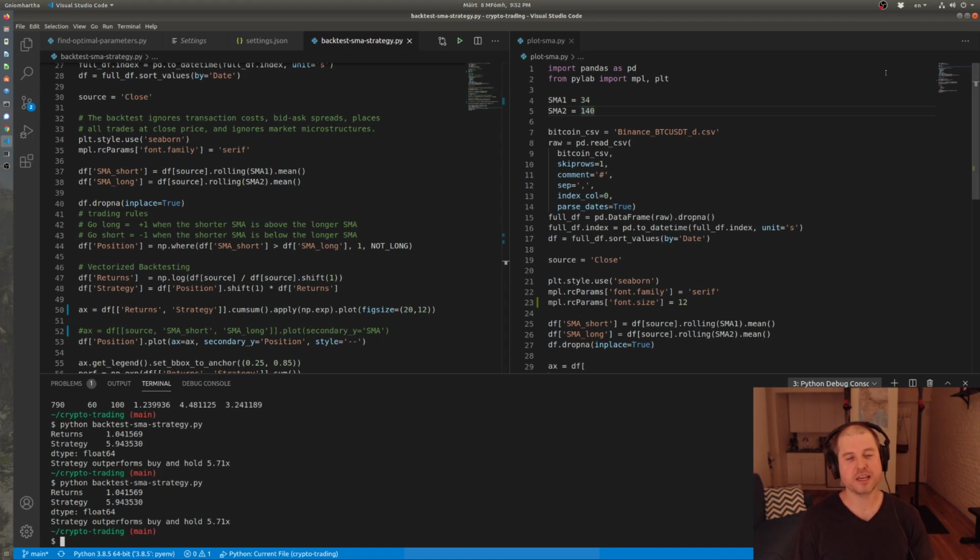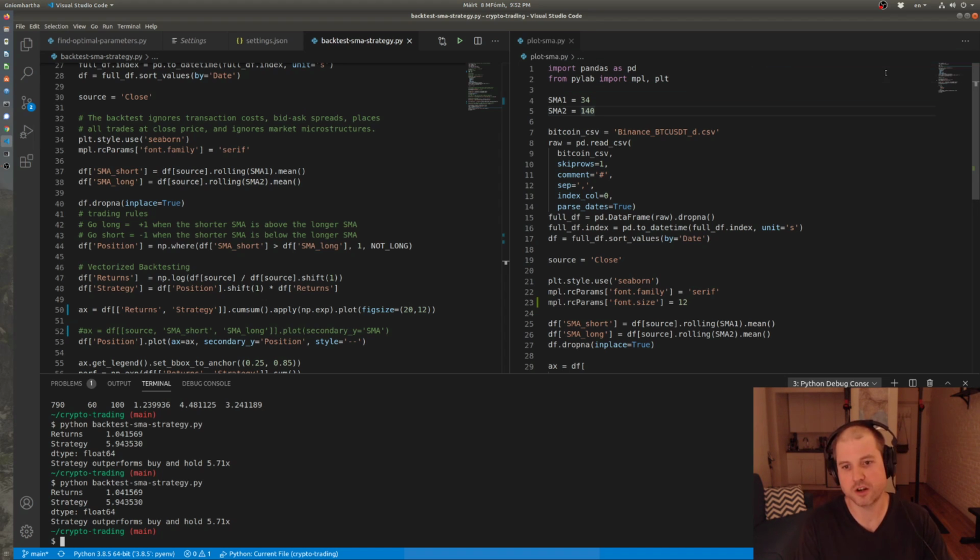My name is Dennis and this is part 2 of my series on writing bots that can algorithmically trade cryptocurrencies, including Bitcoin. Today I'm going to teach you about a simple strategy called simple moving average crossover.